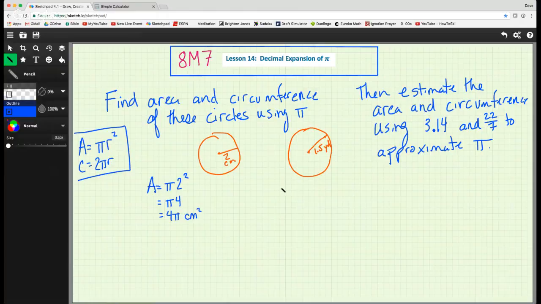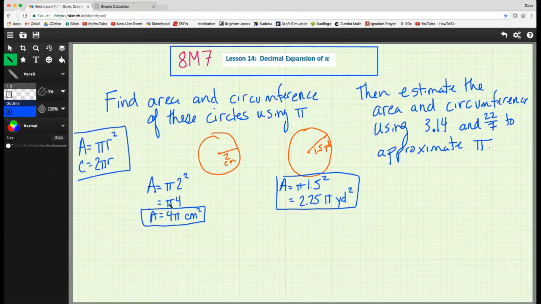Over here, similar, we're going to go area equals pi times r squared, which is equal to, use your calculator, 2.25 pi. And what are our units? Yards squared. So that's our area.